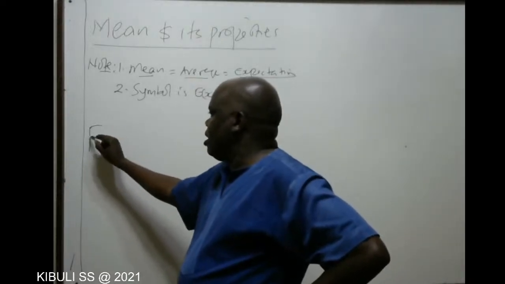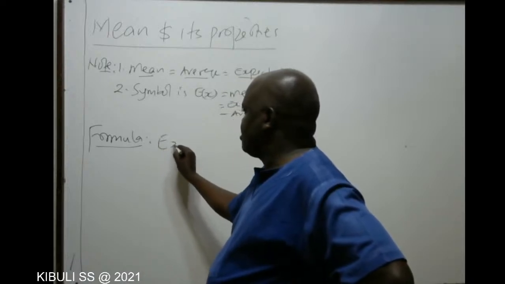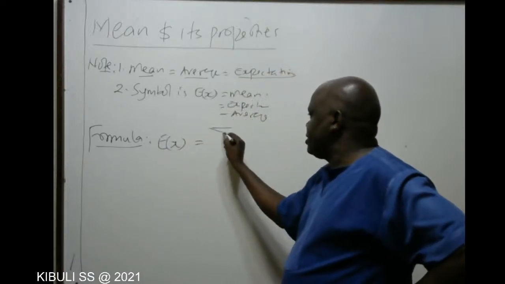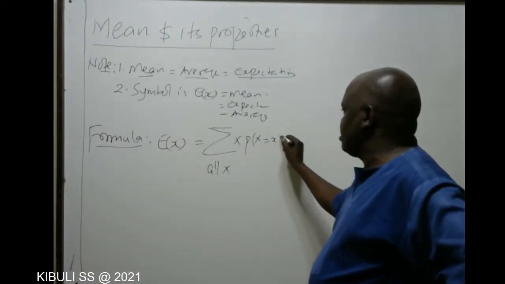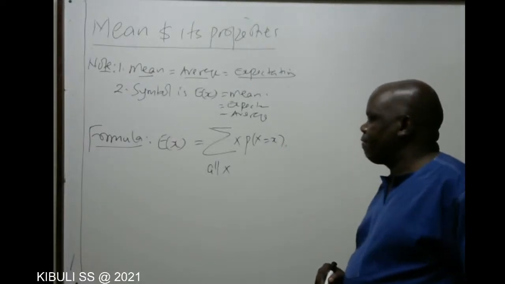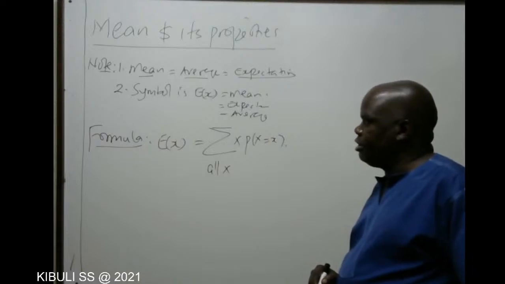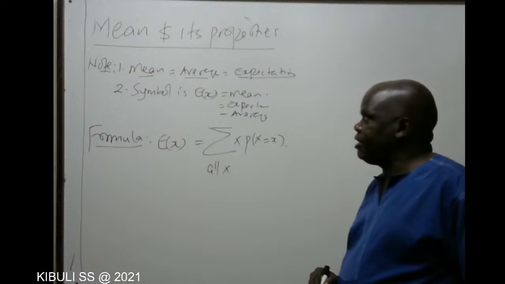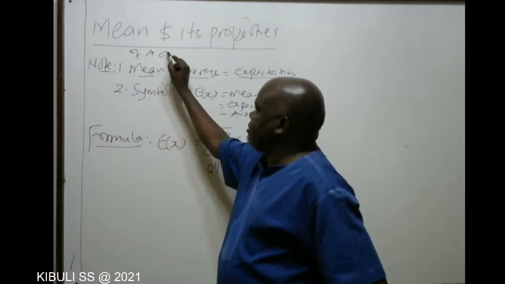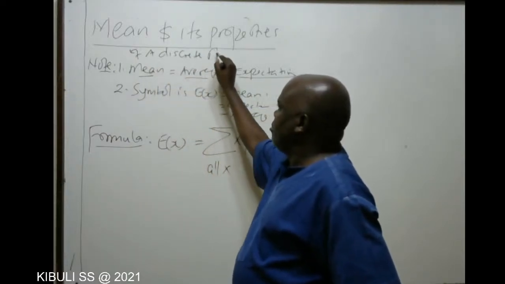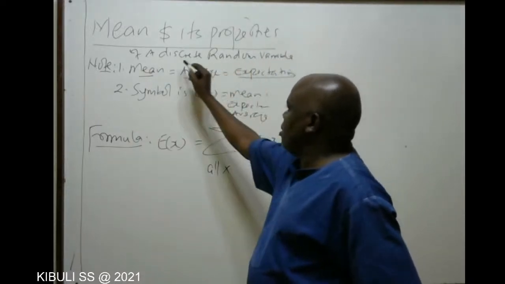And the formula is that EX is equal to the sum of all X, probability of X is equal to X. This is the basic formula for the mean. It is the basic formula for average of a discrete random variable. In case you get mixed up, you say of a discrete random variable, because that's what we discussed last time, so be aware.